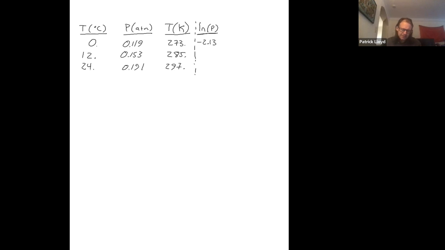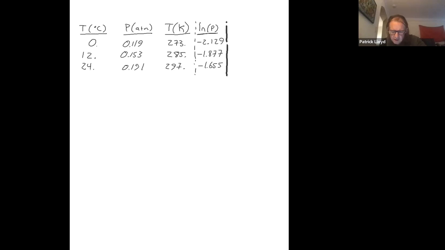Then you do ln of 0.153. And you get negative 1.877. And then you take ln of 0.191. And you get negative 1.655. Okay. I went 3 digits for the second and the third one. So let me do 0.119 again. Negative 2.129. Let me do it that way. There we go. Okay, so there's ln of P.